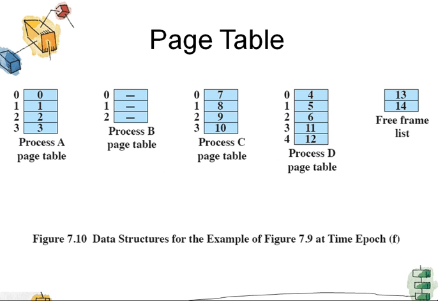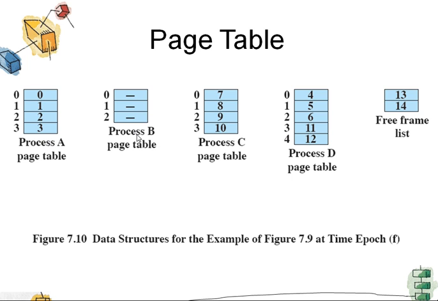Now here is the figure showing you the content of the page table. As we have discussed, in this example we have 4 processes: process A, process B, process C, and process D. So each process is having a page table, and look at the entries for each individual process. See, process A's page table is just giving you the location of the frames that were allocated to process A, all of the pages.